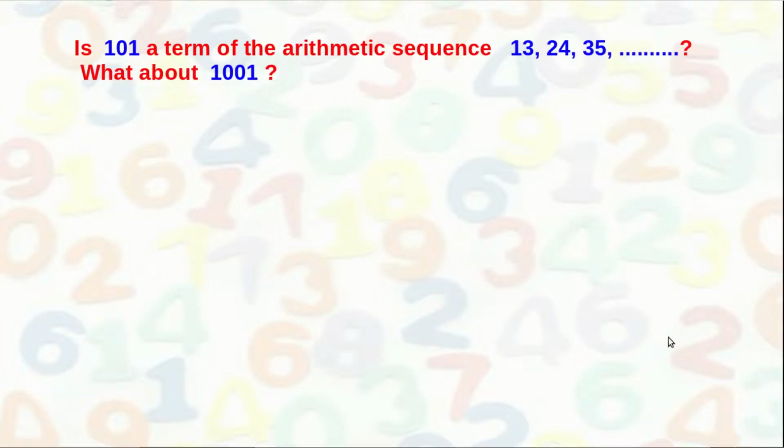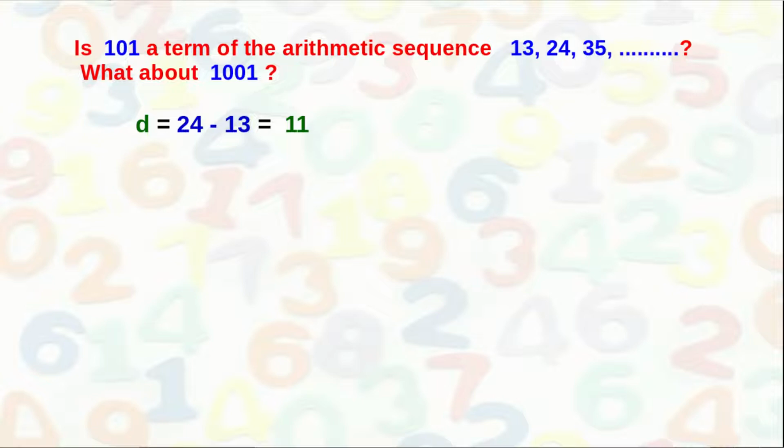Now the second question. Is 101 a term of the arithmetic sequence 13, 24, 35, etc.? What about 1001? Let's find the common difference first. d is equal to 24 minus 13, that is equal to 11. We know that the difference between any two terms of an arithmetic sequence is a multiple of the common difference. If 101 is a term of this sequence, its difference from any other term must be a multiple of the common difference.